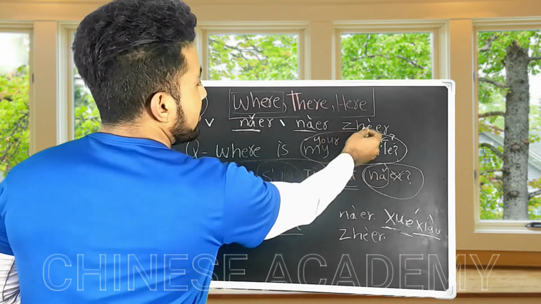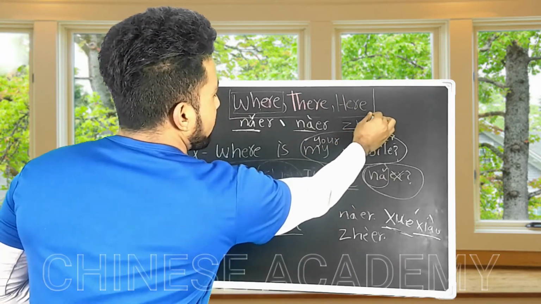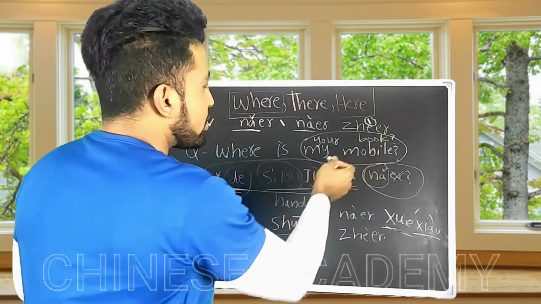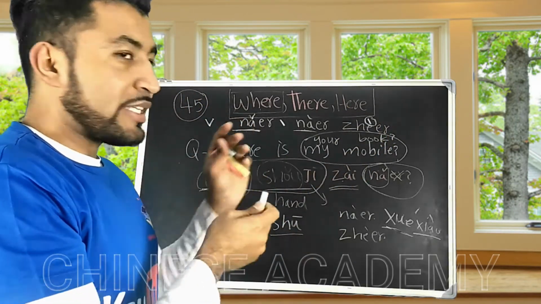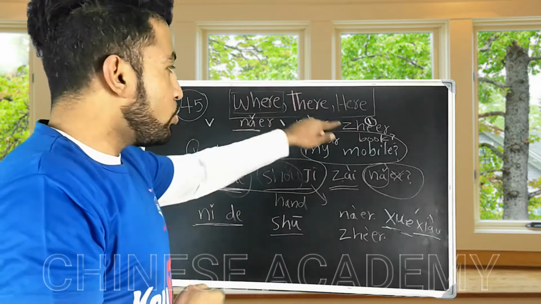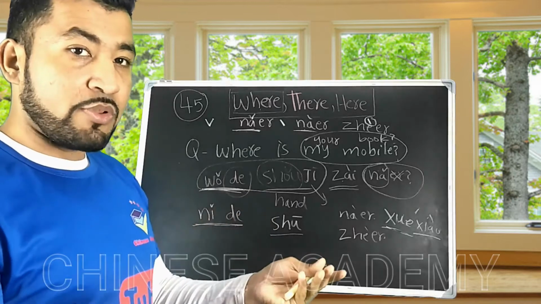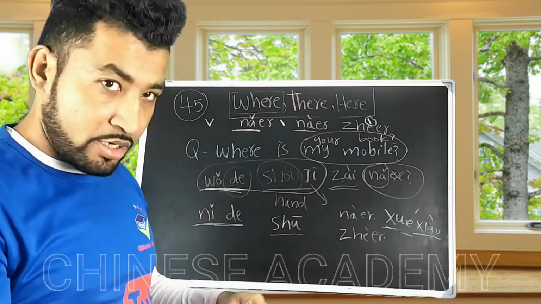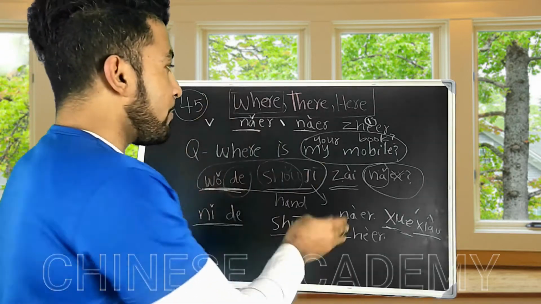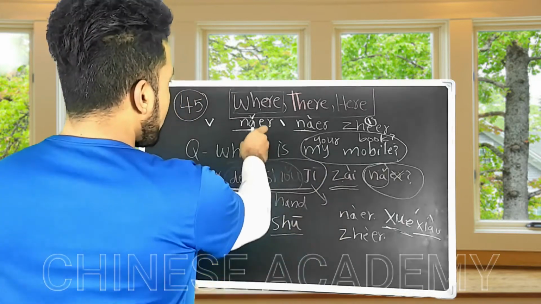Okay, 这儿 is also with the fourth tone. So when we are pronouncing this word, we should make sure the tone is like the fourth tone, and we are pronouncing it very shortly. Okay, simple. The fourth tone, 这儿. 那儿.